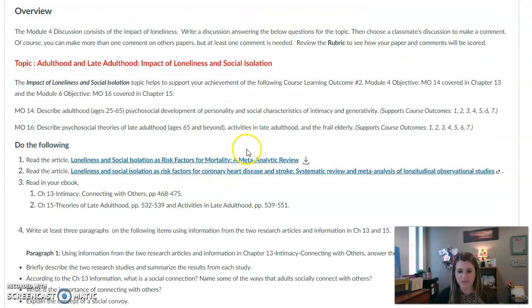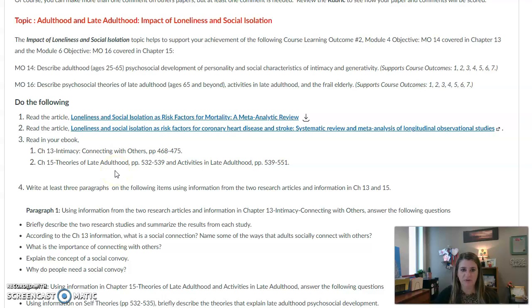The first thing is I've posted links to 2 articles. These articles will give you more of an understanding about what's going on in the research and the data that has been done on loneliness and social isolation. Of course, there's a couple chapters in your book that you can also use. One will take you back to chapter 13, that idea of intimacy that we talked about, which was really adulthood. And then chapter 15, looking a little bit ahead, will talk to you about late adulthood. Those may be helpful for you. You may feel good with the 2 articles, so just know you have some resources there.